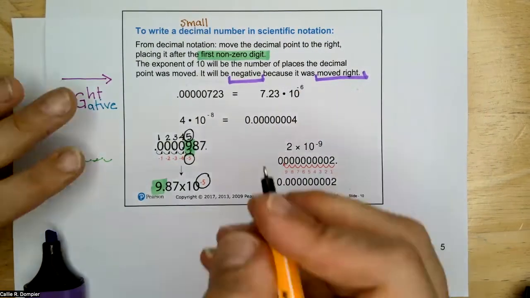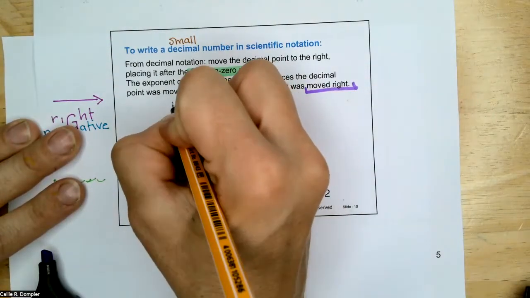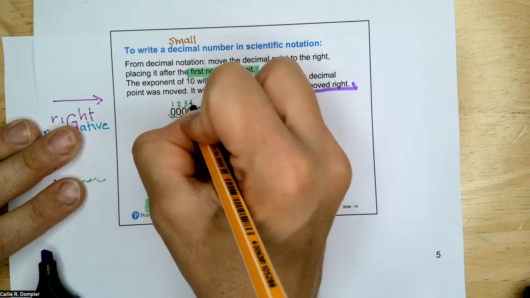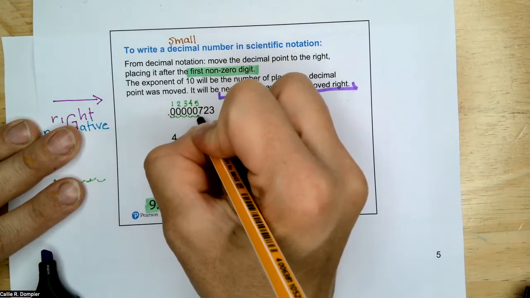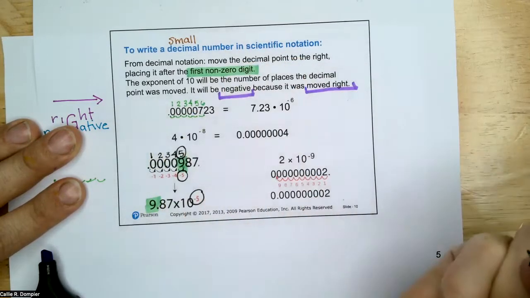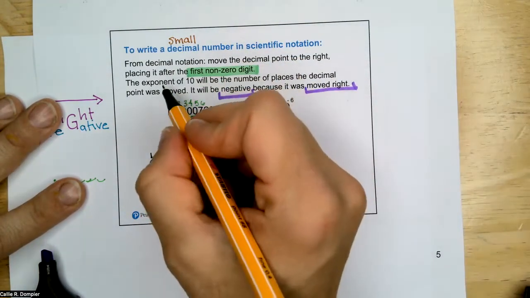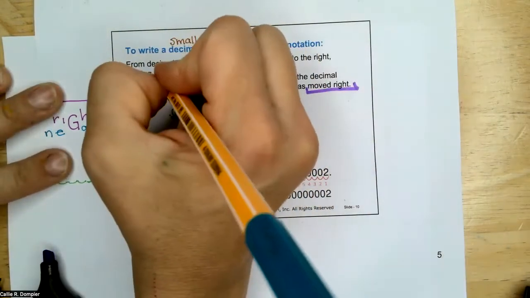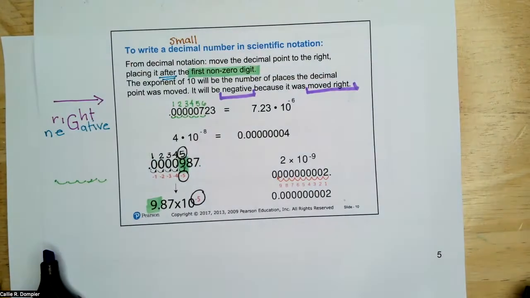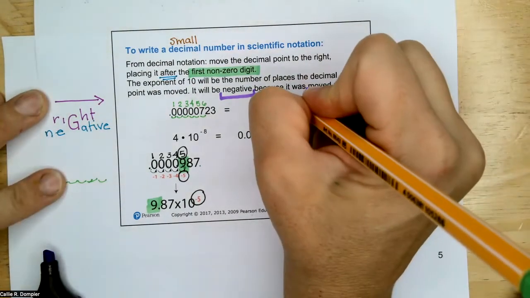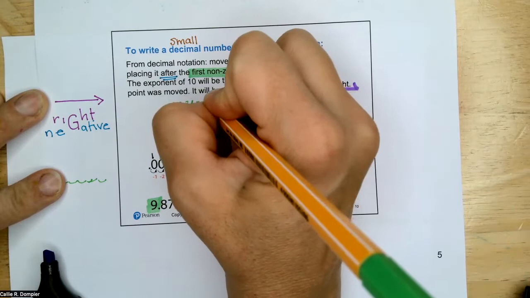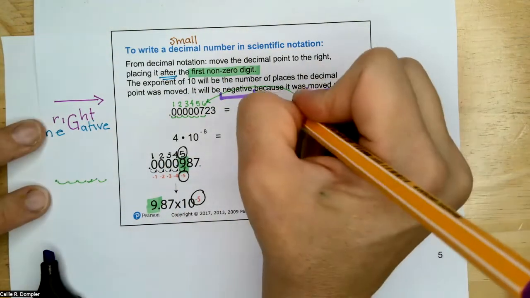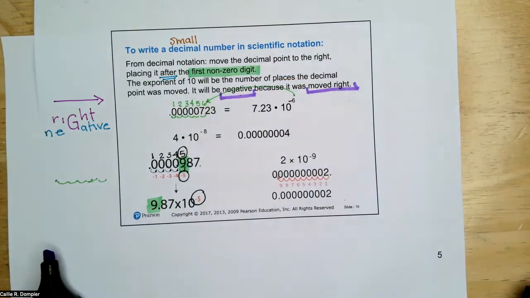Let's do this one. 1, 2, 3, 4, 5, don't stop there, go past it. 6, okay? After the first non-zero digit. Okay, I had to move it 6 places. So that's how I'm going to get that number 6. If it went right, it's negative. Negative because it was moved right.